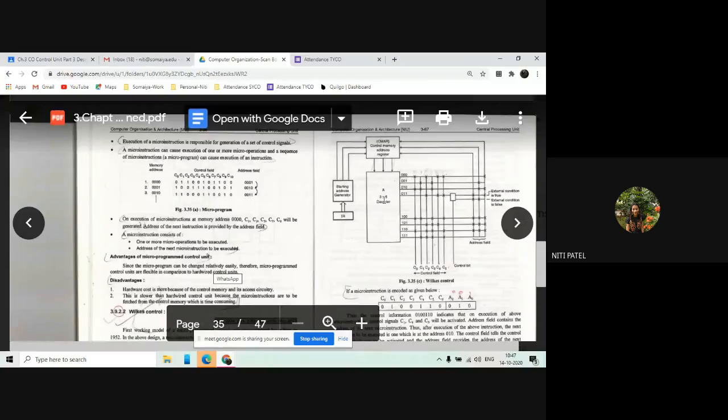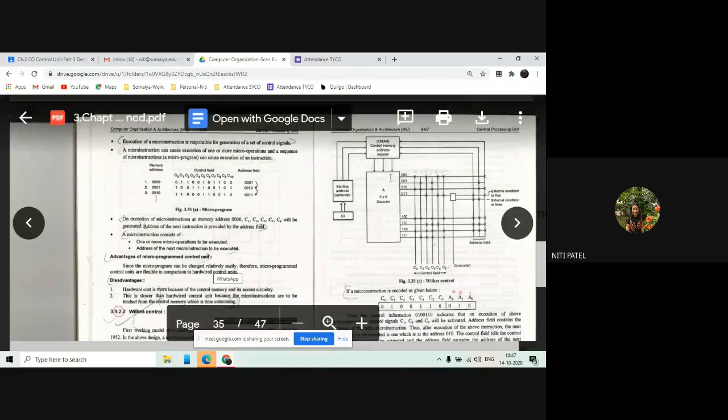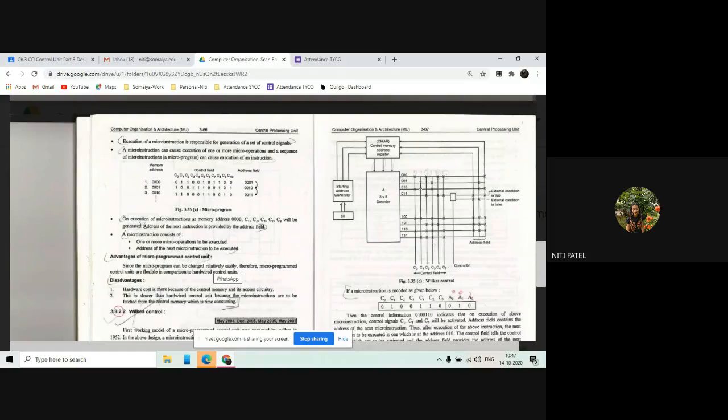From control memory, it will go to the 3:8 decoder. What will the decoder see? Memory address is 001, so which line has to be activated? The 001 one. So when I activate 001, which control signals are generated? Control signal number 1 and control signal number 3. Can you see that? Yes. Okay.